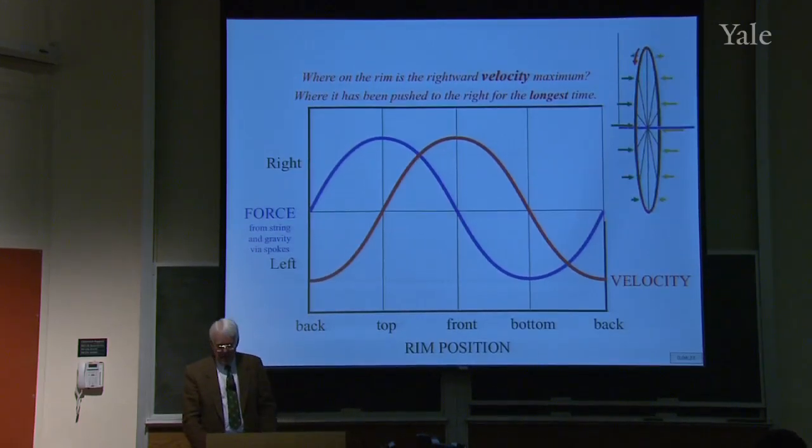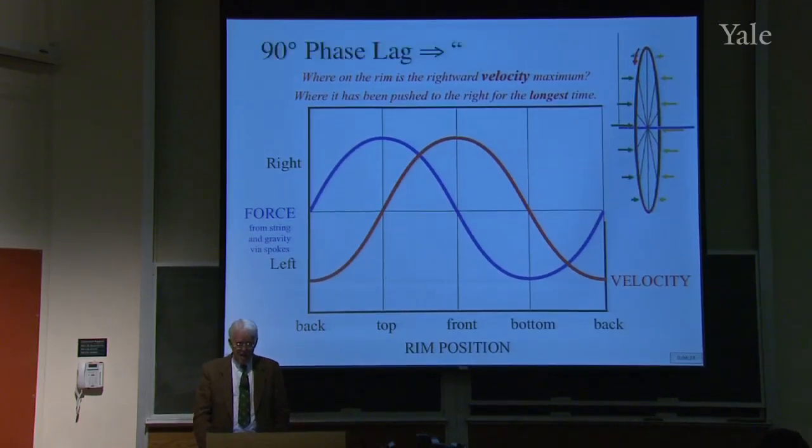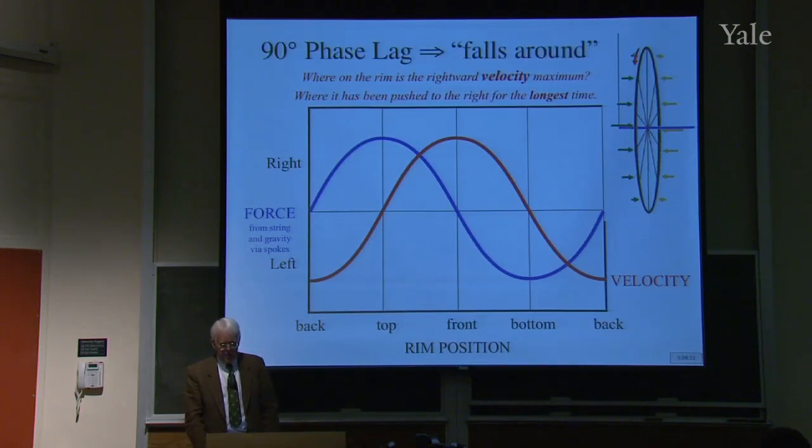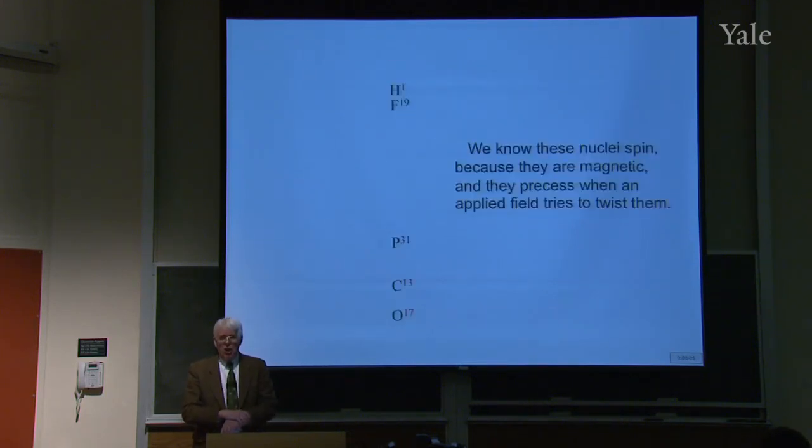Okay? So the velocities look like that. Okay, so there's a 90-degree phase lag, and it falls around rather than falling down. Now, you've heard of nuclear spin. These protons, ones that have an odd atomic weight, right? Either an odd number or an odd weight.